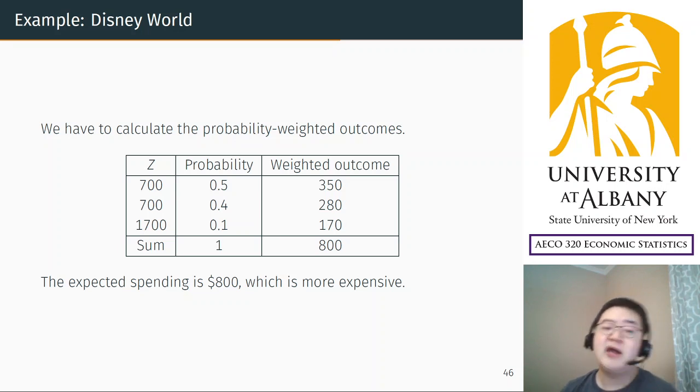So when you buy the ticket on eBay, the expected spending becomes $800, which is greater than the expected spending based on the regular price. Using the regular price, the expected spending was $600. The reason is because the probability of losing $700 dominates the gain when I get the discount. So the probability of loss from not using the ticket is too large. It's 50%.